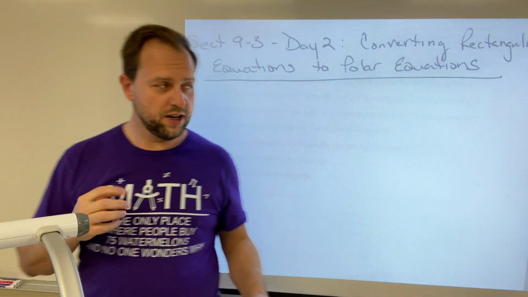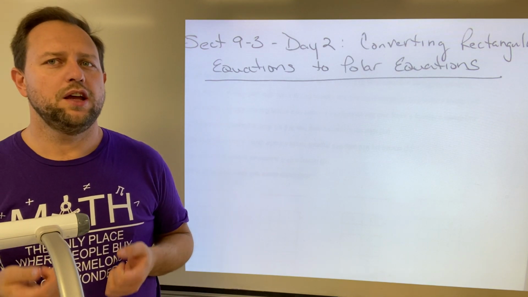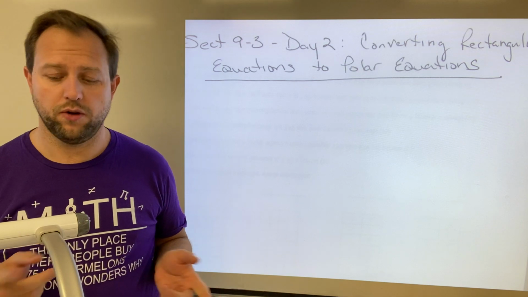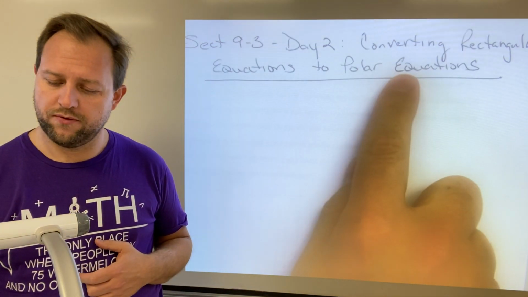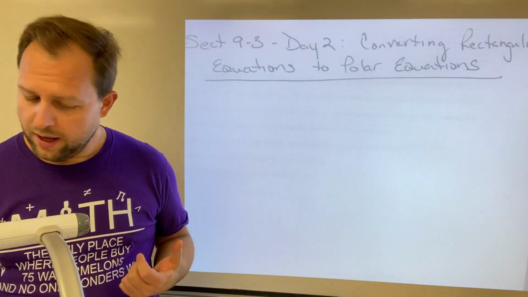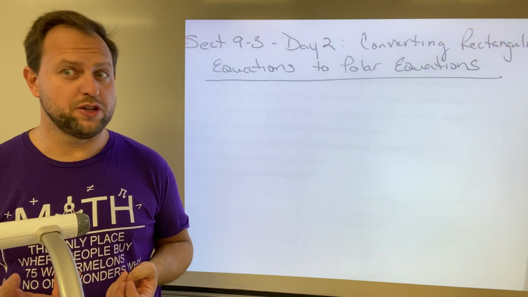Okay, we're now going to cover day 2 of section 9.3, which is converting between rectangular and polar equations. We're going to be going back and forth. So we're going to start with converting from rectangular equations to polar equations. And to do that, we're going to need to simply do some substituting.